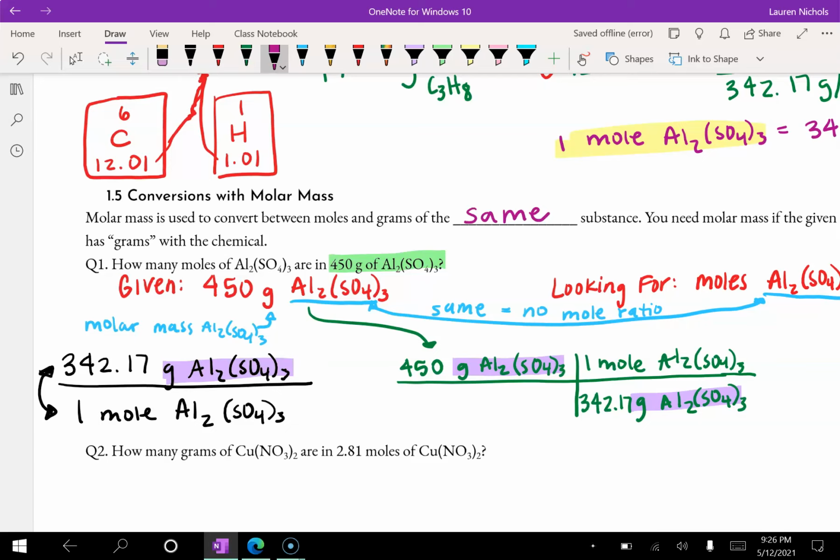I see that I have grams of aluminum sulfate in my numerator and my denominator, so those correctly cancel out. And I look at the unit and chemical that I have left over. When I compare it to what I'm looking for, they match. And so that means that I'm done. Hooray! And we can just put it in our calculator.